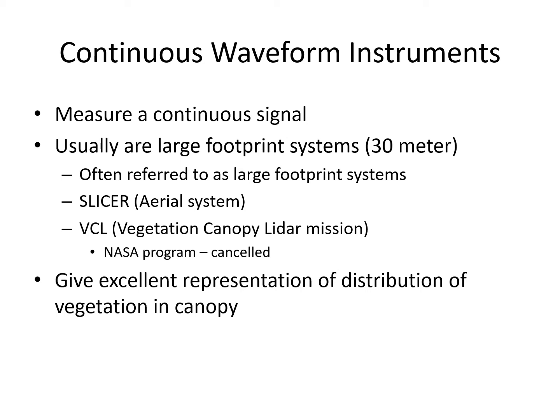So let's talk about these continuous waveform instruments. This is a little bit different type of system. It measures a continuous signal, and it usually has a larger footprint, like 30 meters. It's often referred to as a large footprint system, something like Slicer, an aerial system, or the Vegetation Canopy Lidar mission was something that was going to use this. It was a NASA program, but it got canceled.